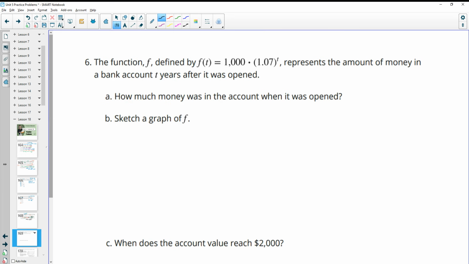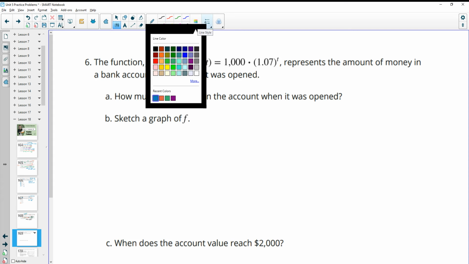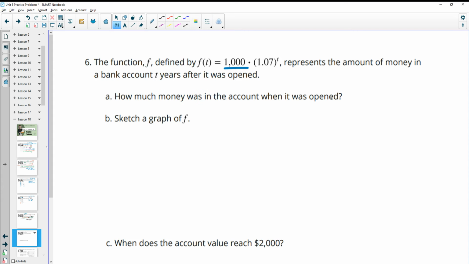Number 6, the function f defined by f of t equals 1,000 times 1.07 to the t represents the amount of money in a bank account t years after it was opened. How much money was in the account when it was opened? And so the amount of money in this account is $1,000.